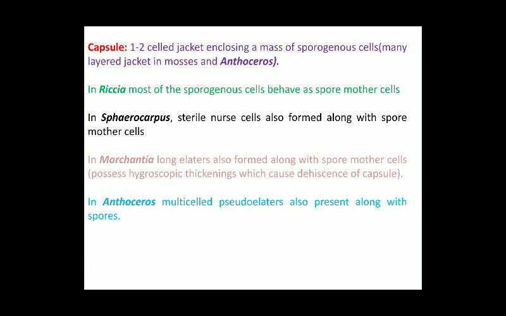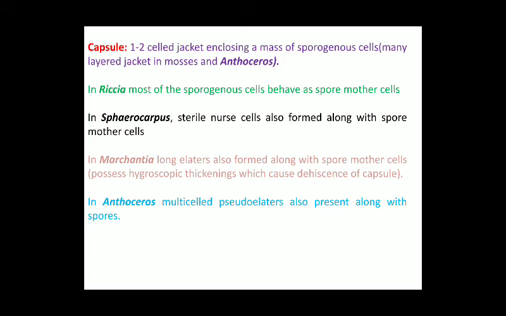However, in case of Anthoceras and mosses, the wall of capsule is not 1 to 2 layered, it is many layered, it is multi-layered. Okay, so the capsule has a mass of sporogenous cells which is enclosed by a 1 to 2 cell jacket. However, in case of Anthoceras and mosses, it is multi-layered.